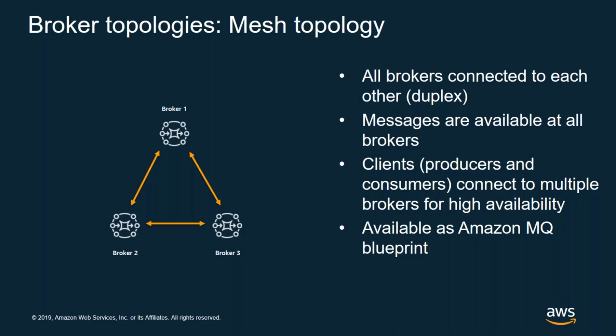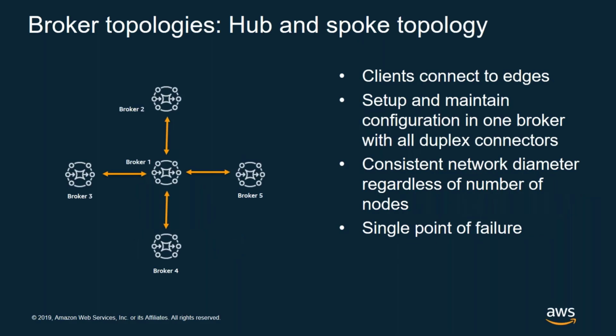And this is a relatively common topology for providing high availability. Sandeep will talk about it as well. And we make this available as a blueprint for you in the Amazon MQ console. Another topology to consider here is known as hub and spoke.